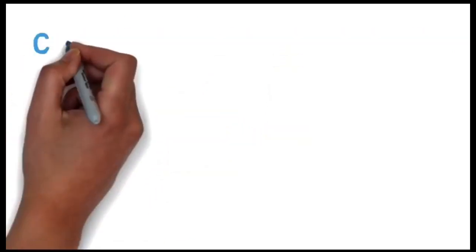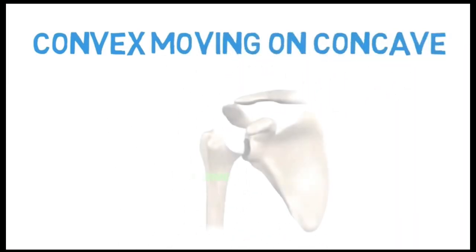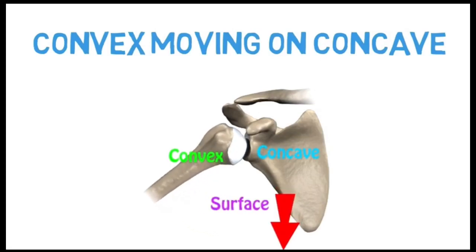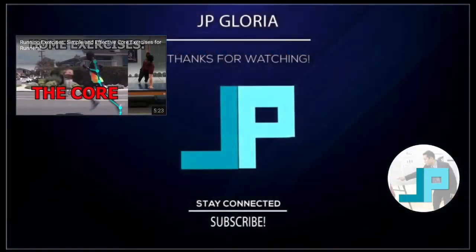Now let's look at the convex surface moving instead. In the shoulder, the humerus, which is the convex surface, is moving on the scapula, which is the concave surface. As the convex surface moves down, the bone moves in the opposite direction. So basically, that's it for the convex-concave rule.